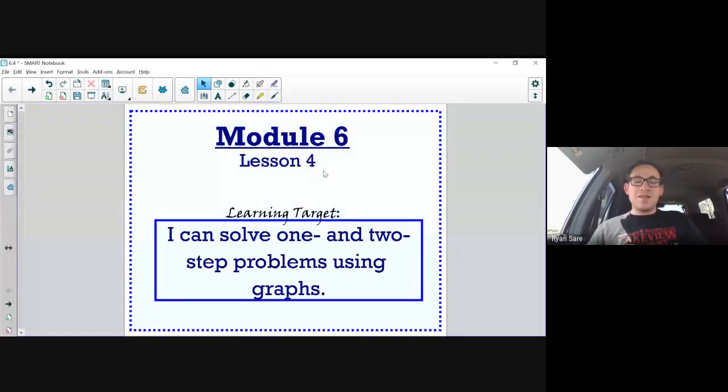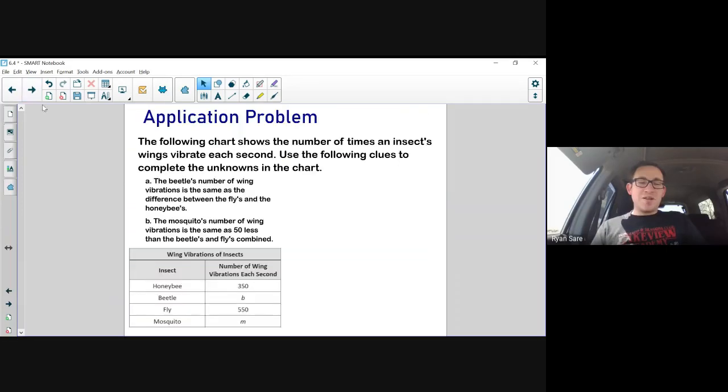So today's lesson is Module 6, Lesson 4, and we want to be able to solve 1- and 2-step problems using graphs. Yesterday we learned how to use a graph to scale it and to create it so that we could see the information visually. We learned that it's called a bar graph. And so now we're going to be answering some questions based on bar graphs that we have made.